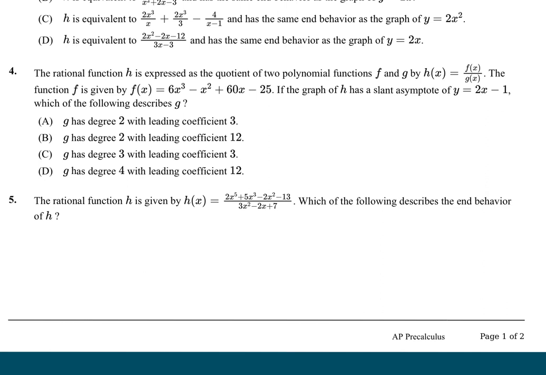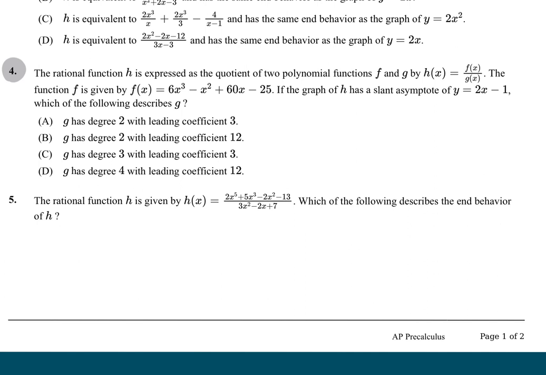Number 4 was the question that I had you skip when we first did this. It says the rational function h is expressed as the quotient of two polynomial functions, f and g, by h of x equals f over g of x. The function f is given by, and then it gives you that full thing. If the graph of h has a slant asymptote of y equals 2x minus 1, which of the following describes g?